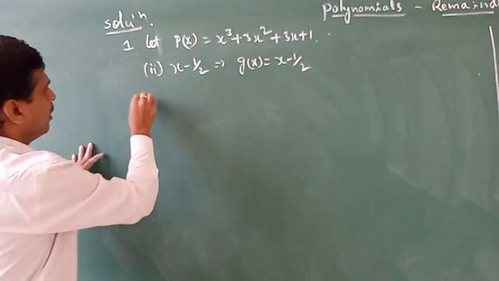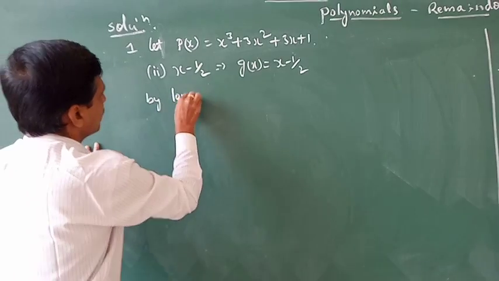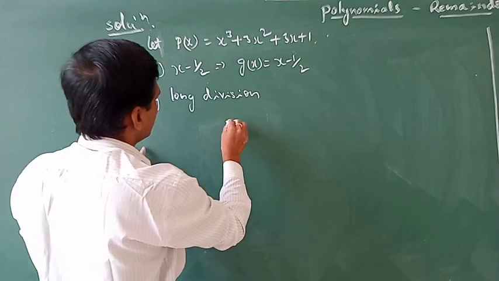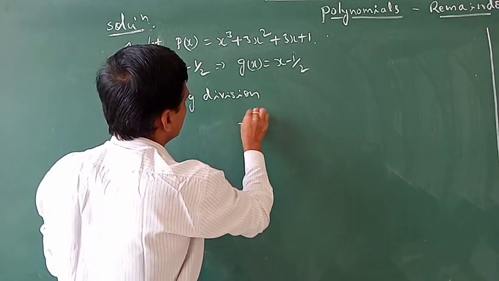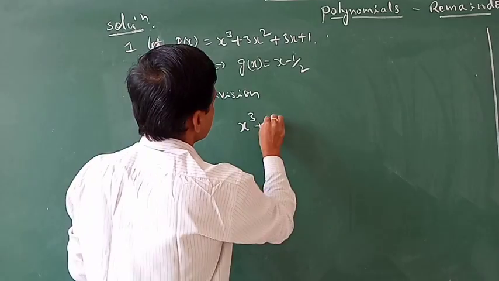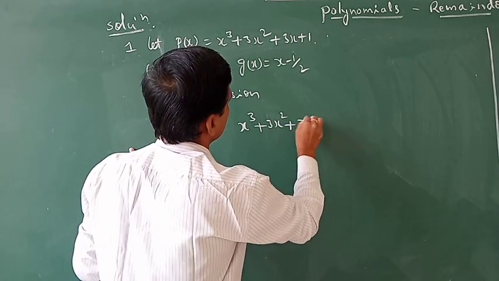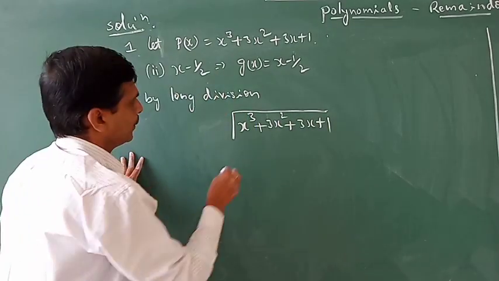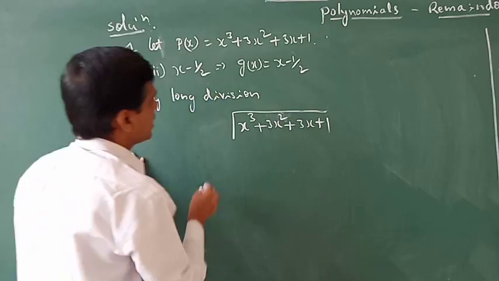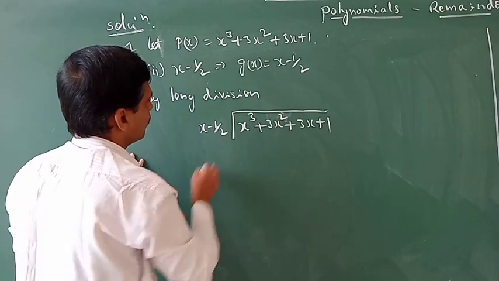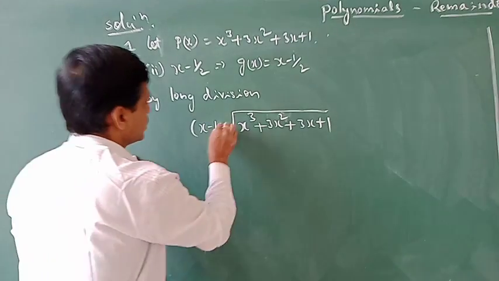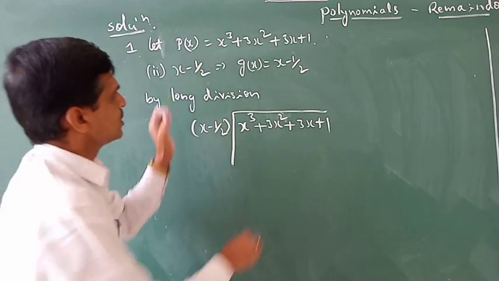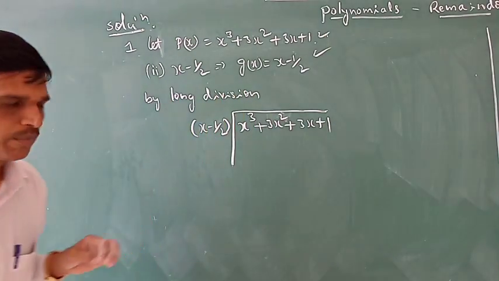Then we know that by the long division process, consider here p of x may be divided. x cube plus 3x square plus 3x plus 1, and your divisor is x minus 1 by 2. So this is the divisor. Now, according to the steps, these are all in standard form. Of course, this is in standard form, this is also standard form. The second process, you can step.